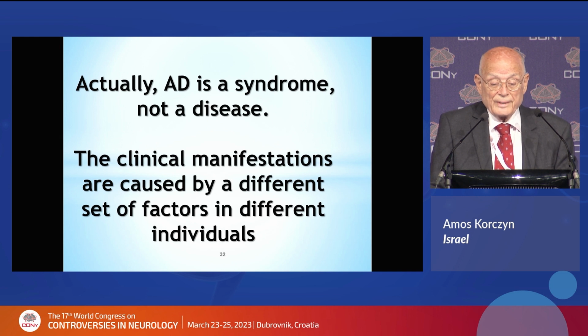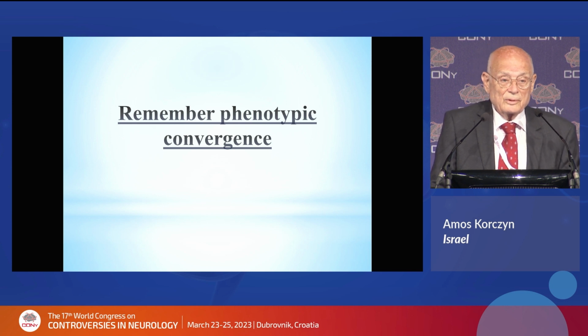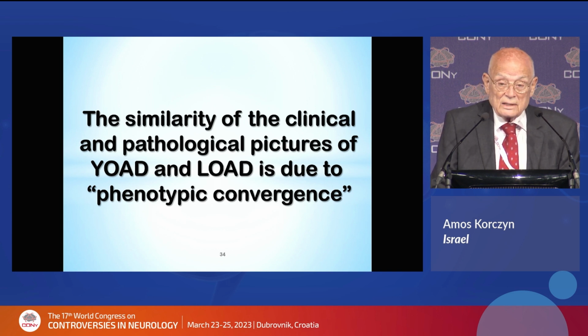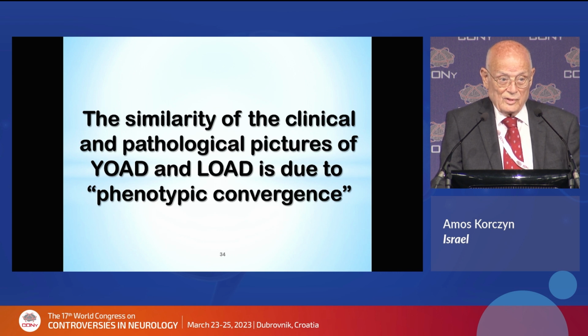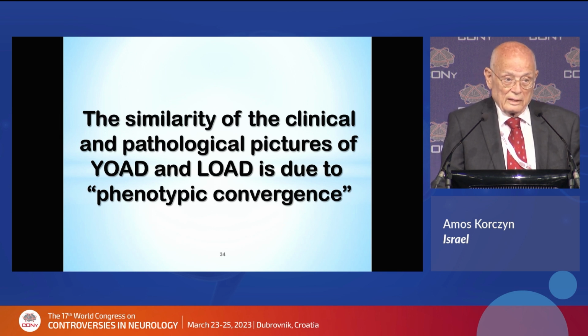The clinical manifestations are caused by a different set of factors in different individuals. And remember phenotypic convergence, like hepatic cirrhosis, same in the brain. So many different processes can lead to the same neurodegenerative end result, which was defined by pathologists as Alzheimer's disease. And the similarity of the clinical and pathological picture of young onset, early onset Alzheimer's disease and late onset Alzheimer's disease is due to phenotypic convergence. And to use these animal models, transgenic mice, who have these mutations that cause early onset Alzheimer's disease, and try to get from them a measure of how to deal with late onset Alzheimer's disease is basically incorrect. These are different disorders.